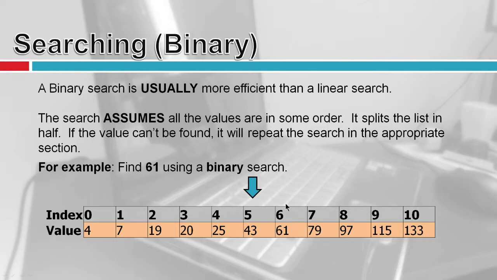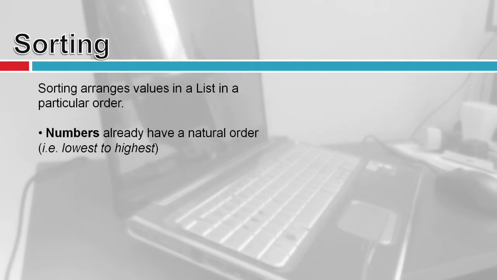So let's do that again. We split that portion in half, and we look at the value 79. We know that 61 is less than 79, so we're going to look below that, which only leaves us 61 at the last point, and sure enough, we find 61 at the third time we search through that. So it's essentially a faster way to find a value in a sorted array.